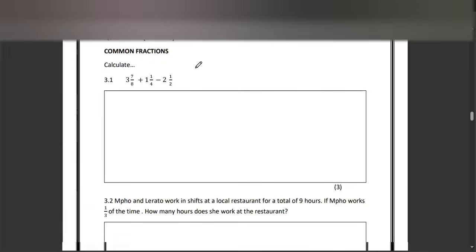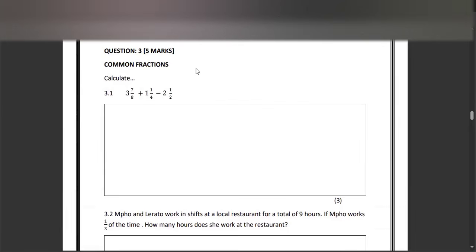All right, question number 3, we have the common fractions, okay? So all of these are mixed fractions. It's up to you how you want to work this out. You can start by dealing with the whole numbers since we are adding and subtracting. So if I get 3 plus 1 minus 2, we know that 3 plus 1 is a 4. 4 minus 2 is going to be a 2.